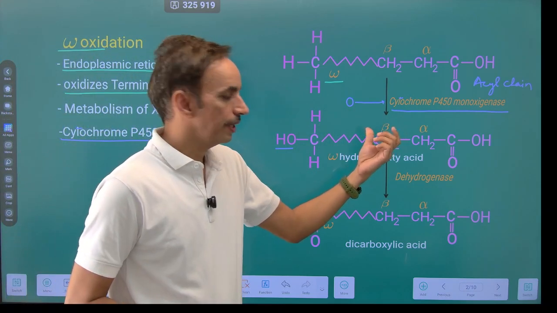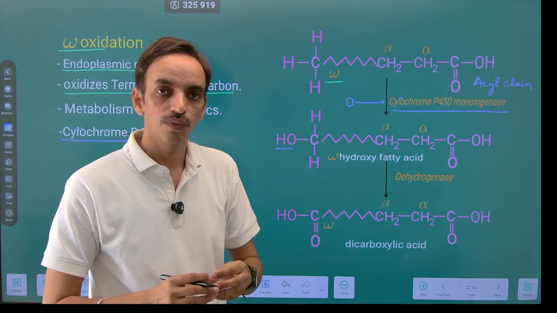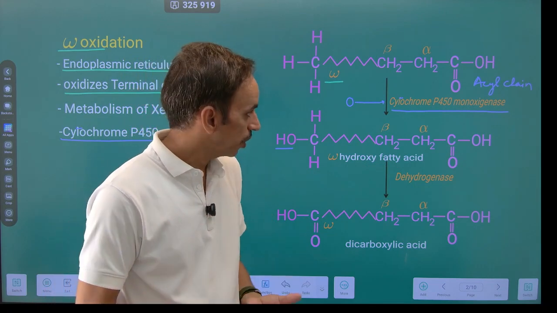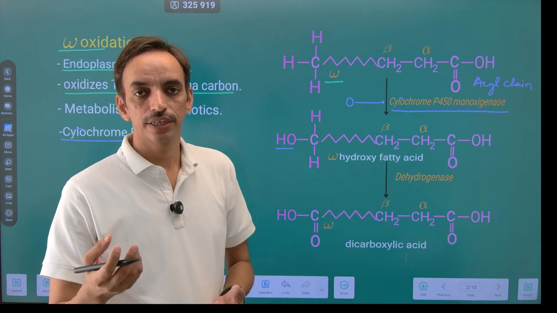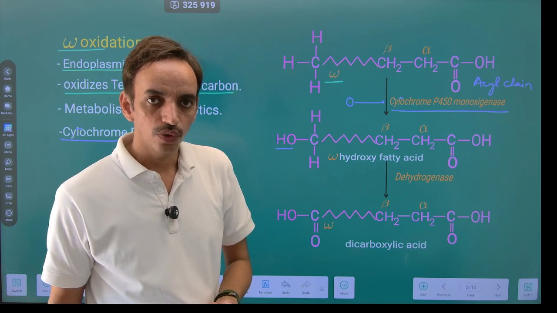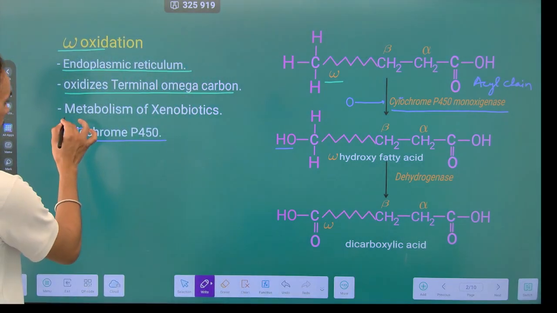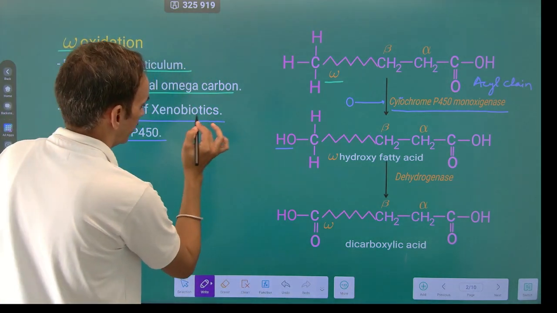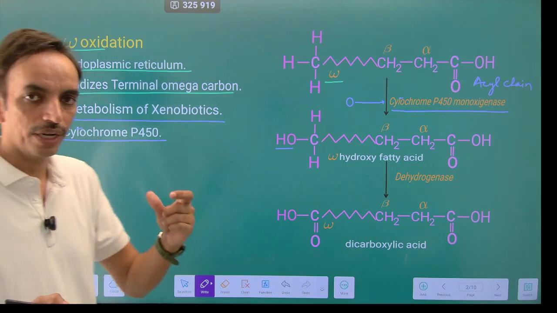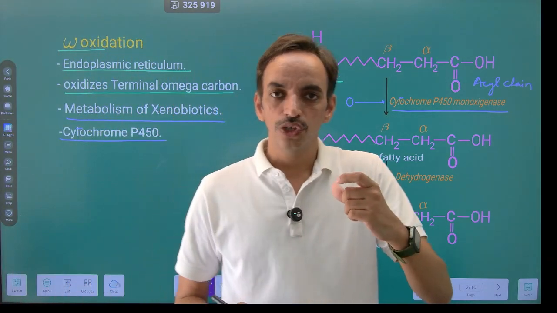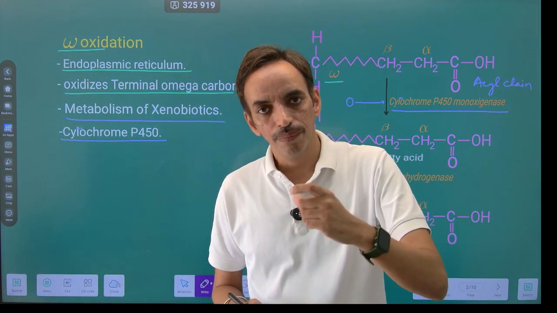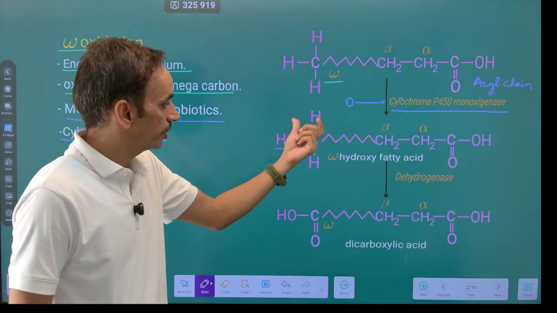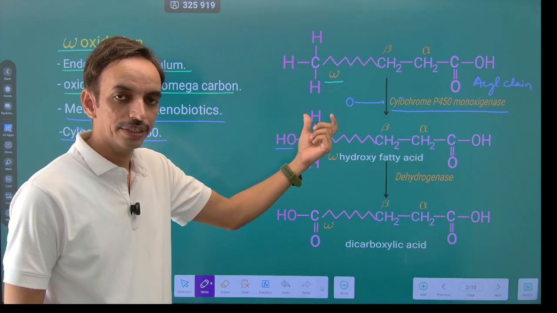Now this cytochrome P450 is mainly involved in the detoxification reactions that occur in the endoplasmic reticulum. So it metabolizes the xenobiotics. This omega oxidation metabolizes the xenobiotics. Xenobiotics are generally toxic compounds. So here there is an oxidation of xenobiotics.